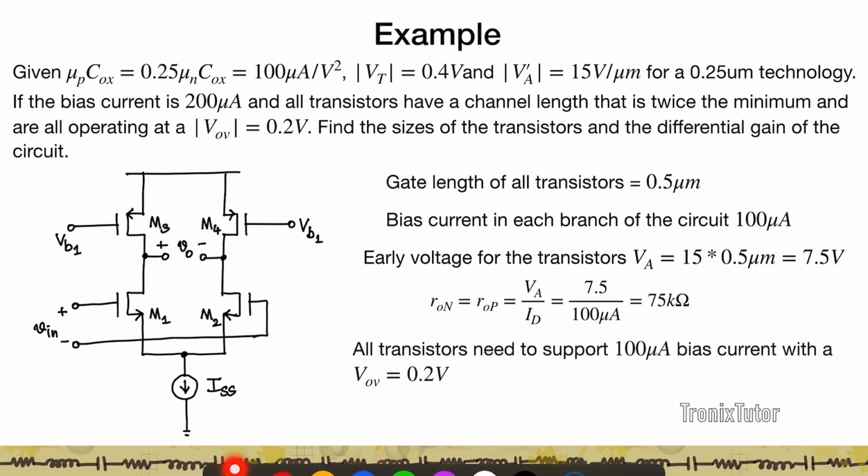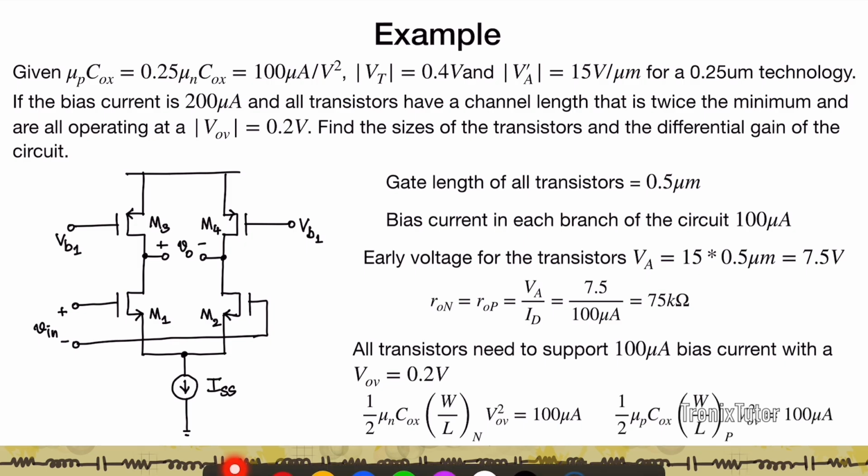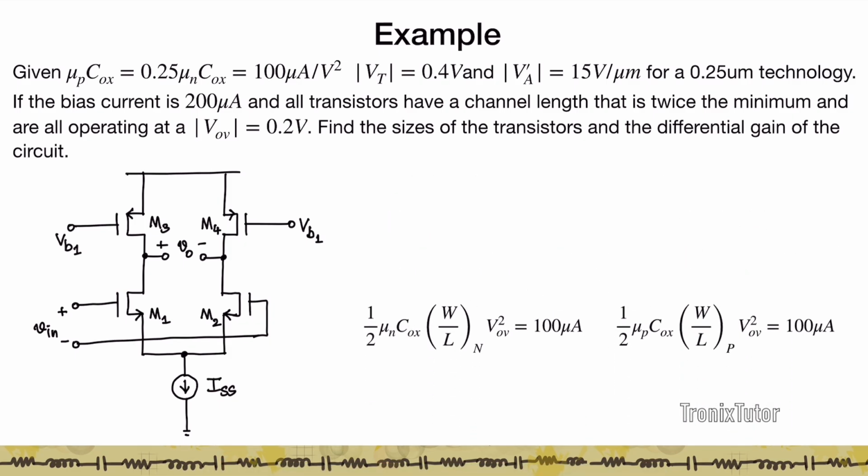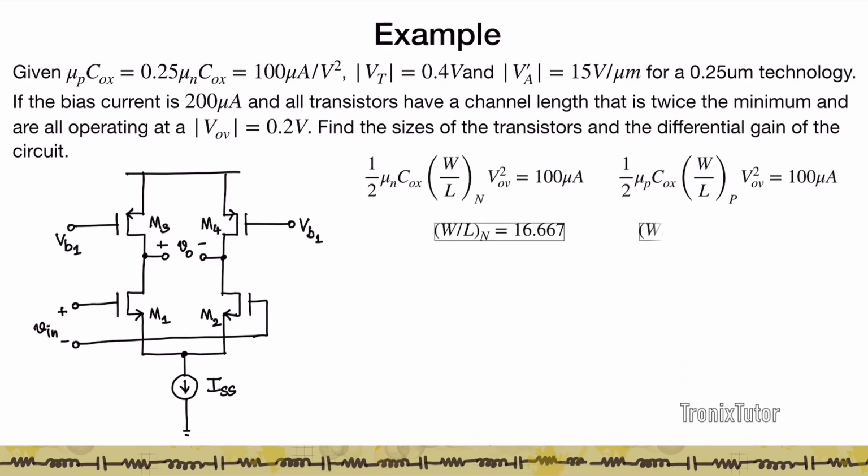Right? Now, all transistors need to support this 100 microamp of bias current. Why is it 100? Again, remember the tail current is 200 microamps with a VOV of 0.2 volts. That's given in the question. So because now I know the overdrive voltage of the transistor and I know the drain current of the transistor, I can calculate the size of the transistors needed, because in saturation, using square law, half mu N Cox W by L N into VOV squared is 100. Half mu P Cox into W by L P VOV squared is also 100, giving rise to the W by L's to be 16.66 for the NMOS and 4 times that, which is 66.66 for the PMOS.